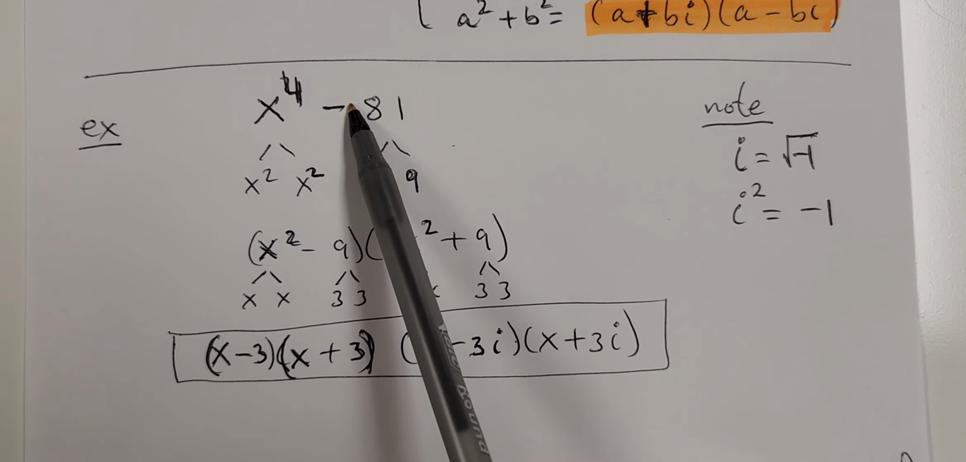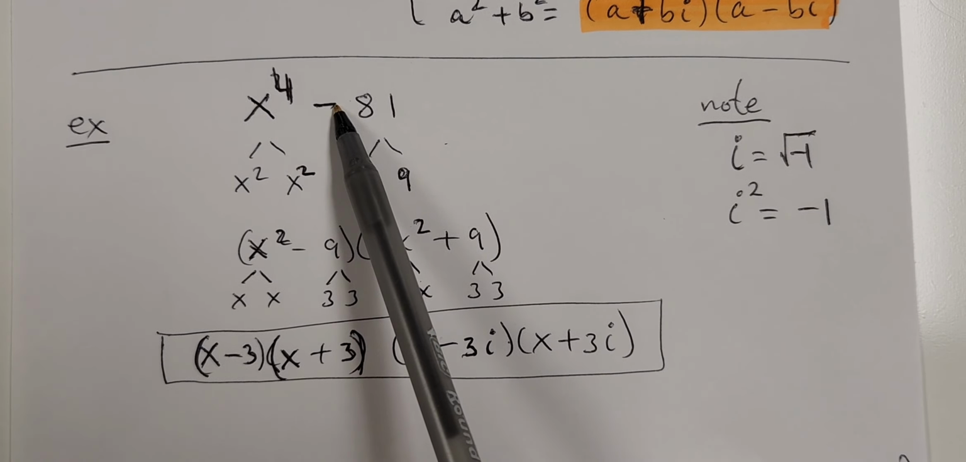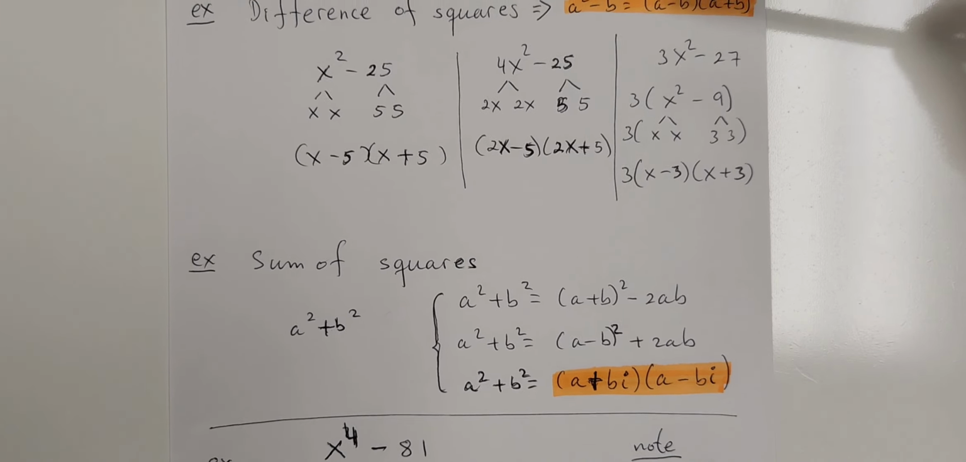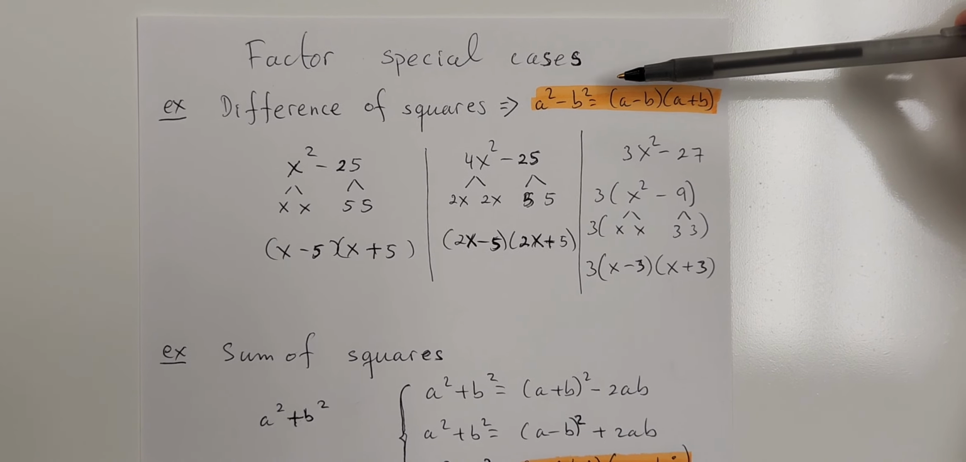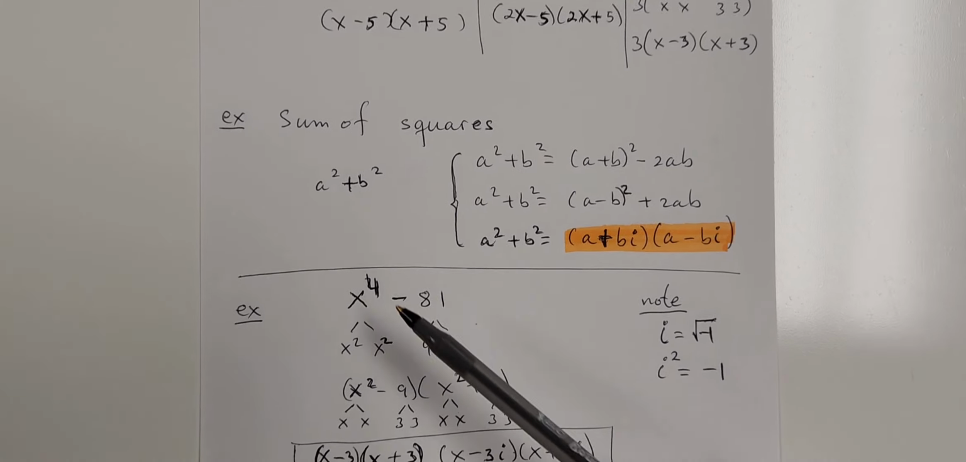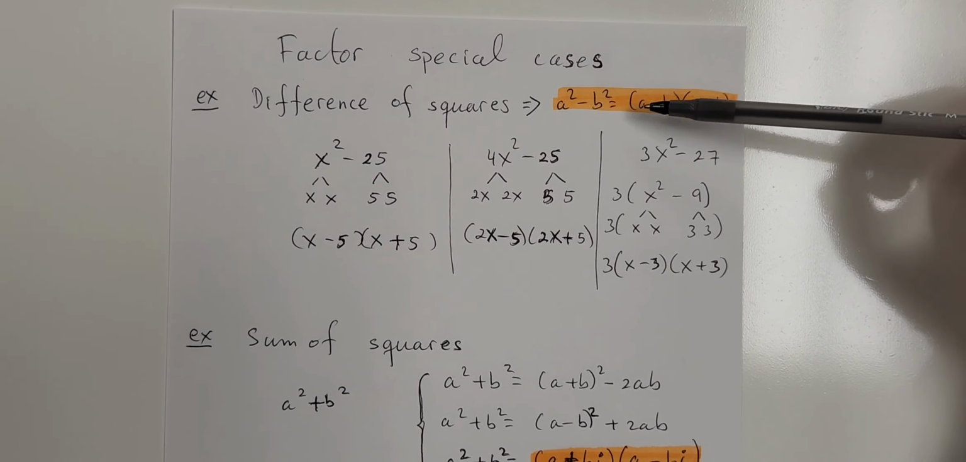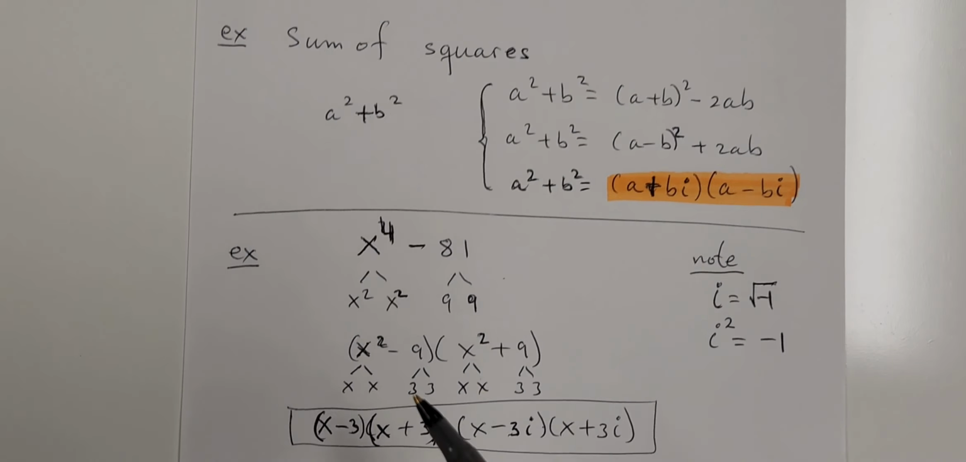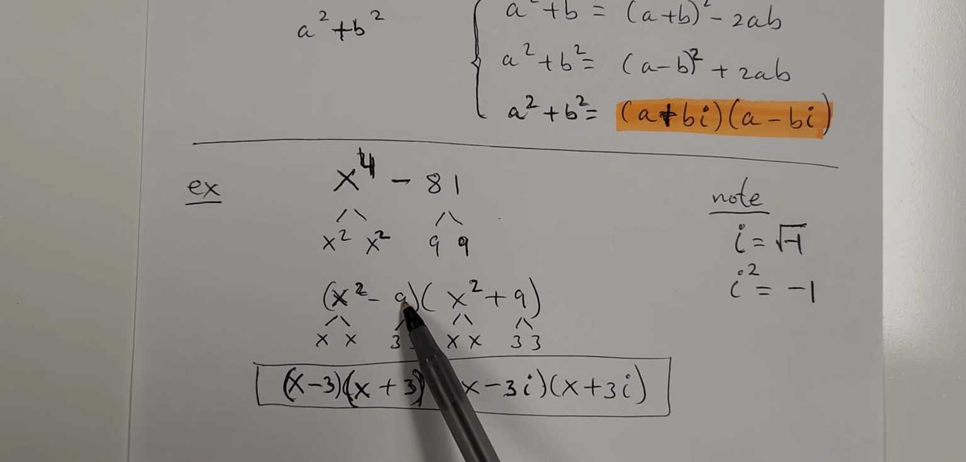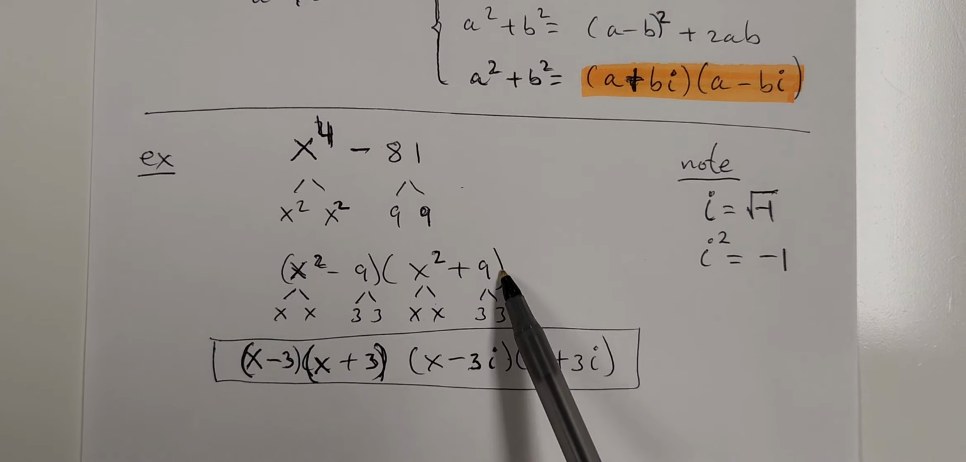Since I have a minus here, I will use the top formula, which is the difference of squares. Because this is a minus, I will use this formula here. So x squared minus 9, x squared plus 9.